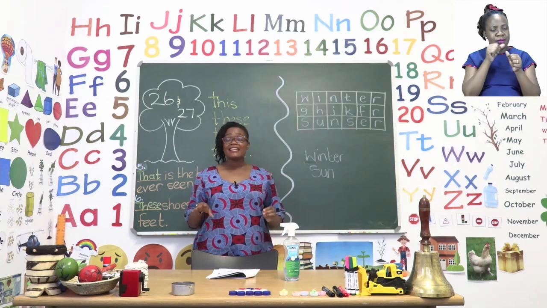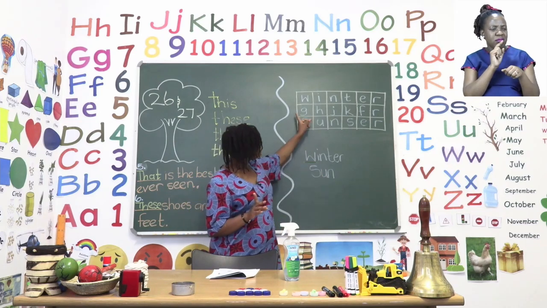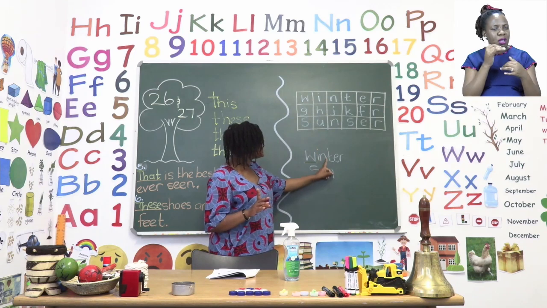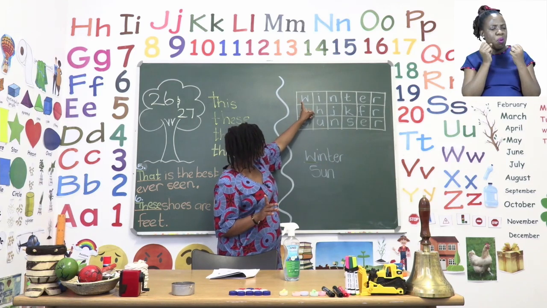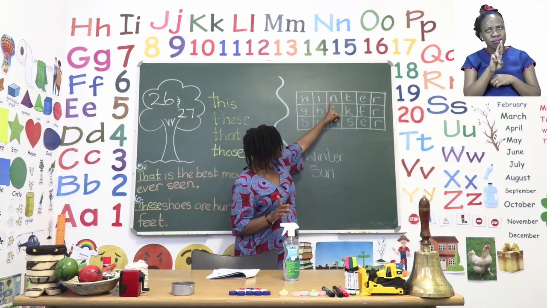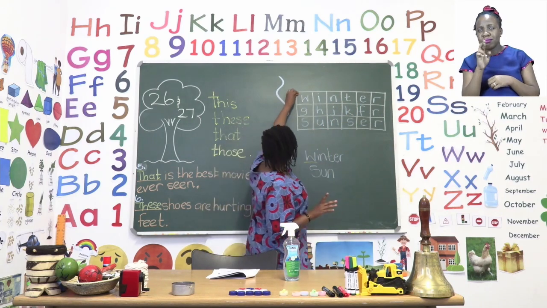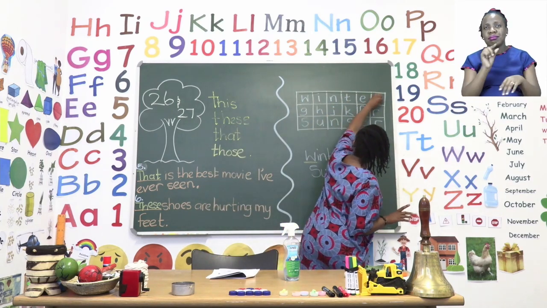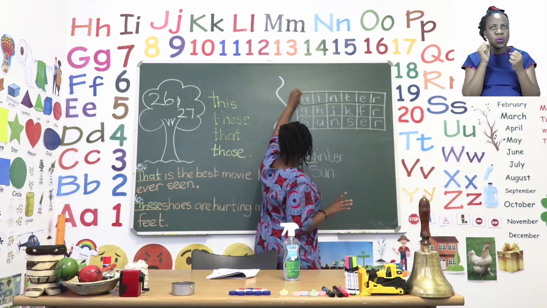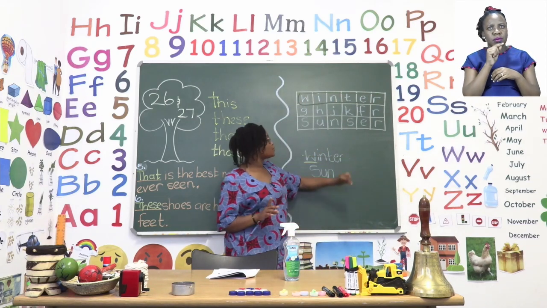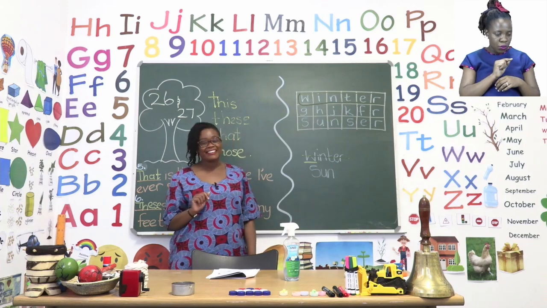When we're looking for a word, remember it is the first letter that counts. In this case, it is W. So we start looking for a W and then the next letters that follow. I have a W, I, N, T, E, and R. So that means I have found the word winter. Well done. Don't forget to cross out your words so that you don't look for them again.